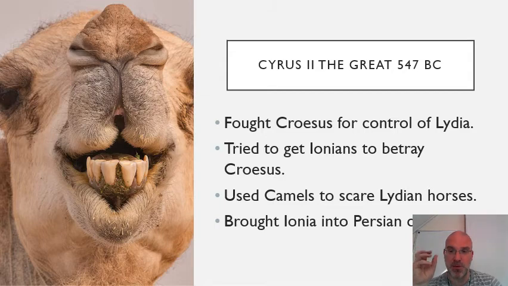They fight this huge battle, and one of the tactics that Cyrus uses is putting camels in his front row, because the smell of camels is very strange and exotic, and it scared the Lydian horses, the cavalry who'd never seen or smelt a camel before, and so they ran away, and Croesus's army collapsed, and Cyrus wins through bravery and strategy, and he finally brings Ionia into Persian control. So that's the whole of kind of modern day Turkey, brought under the control of Cyrus the Great in 547 BC.